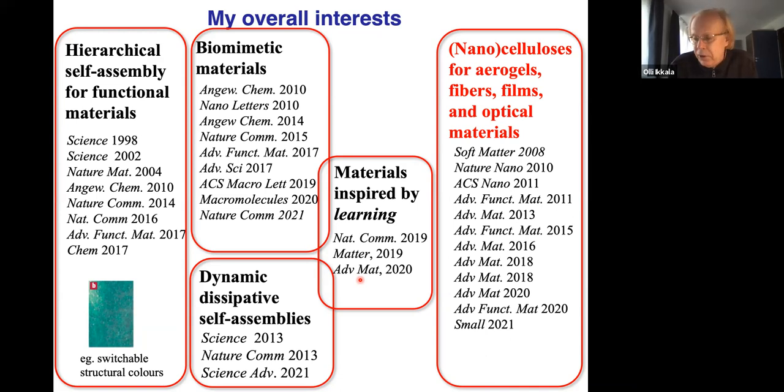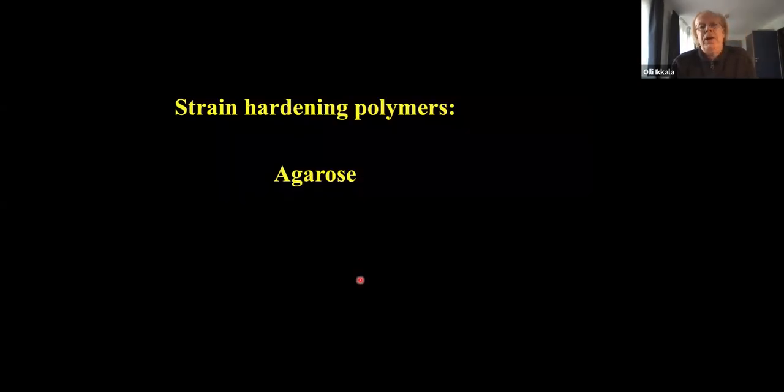I am very convinced that this will provide the next scale of artificial intelligence. We know that artificial intelligence is now made by digital codes, but I think materials can also provide a simplified form of artificial intelligence. Well, let's go now to the three small topics. Strain hardening of polysaccharides, and the case of agarose.